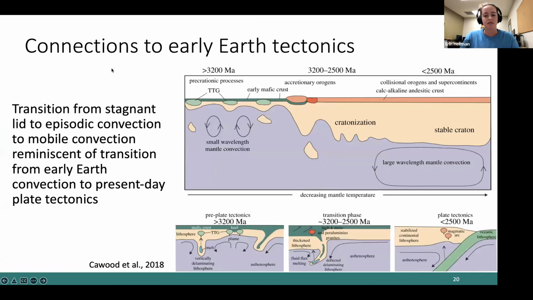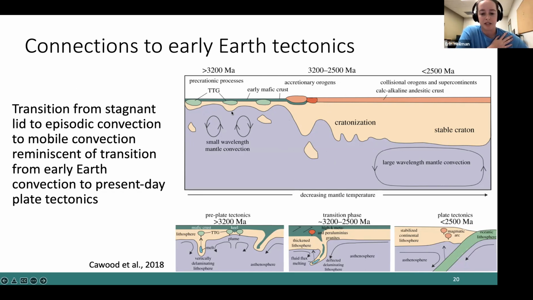So we've looked at the dynamics of this, what it looks like in our models, and now we're transitioning from how we think about it from a theoretical model to the connections that it might have to Earth. So one of the things we thought about was the connection to early Earth tectonics and the transition from the stagnant lid processes that we had back before plate tectonics started to this transitional regime until we got to modern day plate tectonics.